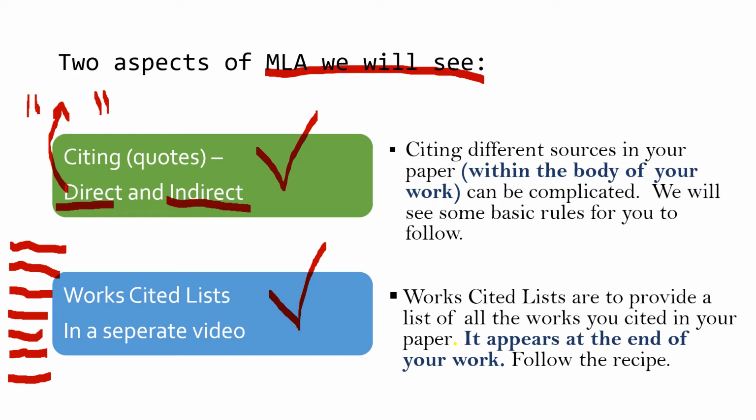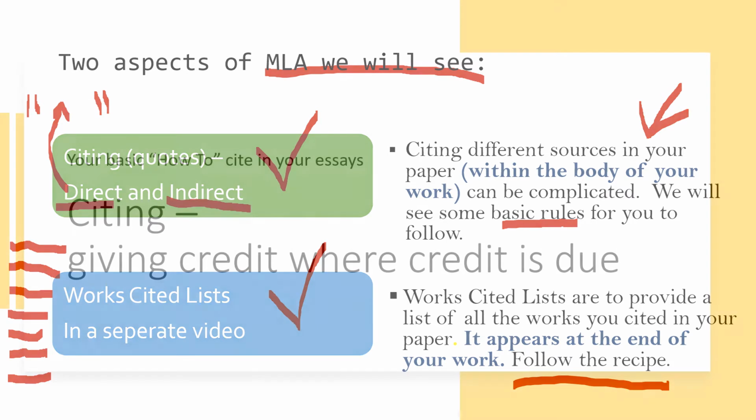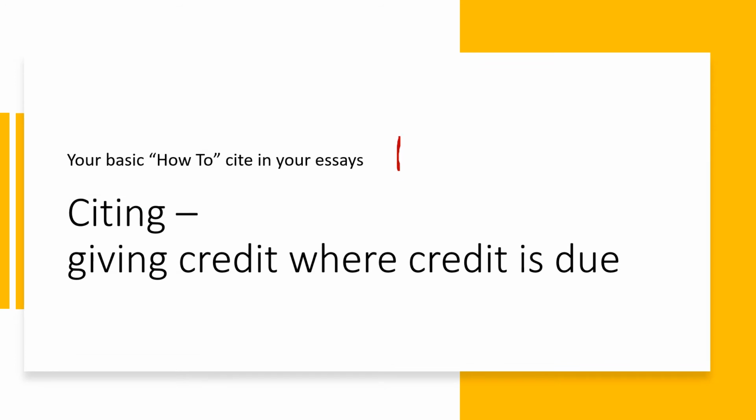So coming back to citing, to quoting. Citing different sources in your paper within the body of your work, which means when you're writing in your paragraphs, it can be complicated. We're going to see some basic rules for you to use. When we talk about the works cited list in the other video, it's really how that page needs to look at the end of your paper. There's a recipe, all you need to do is follow it. So, coming back to quoting, giving credit where the credit is due. It is so important.